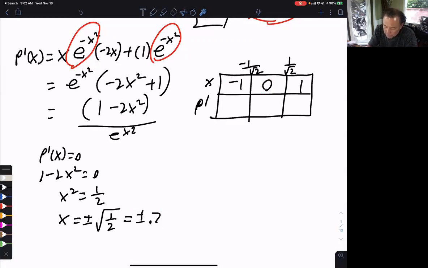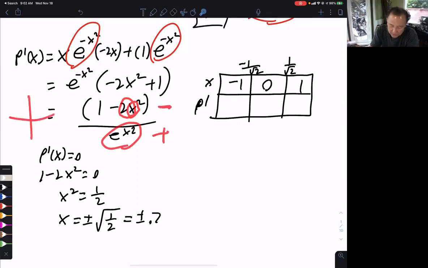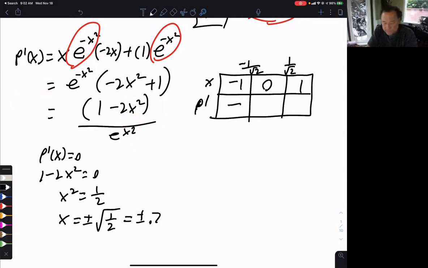So -1. -1 squared is 1. Times 2 is 2. 1 minus 2, the top's negative. And again, this is an exponential function. It's always positive, always. That graph, again, looks like that. It never goes below the x-axis, so it's always positive. So a negative and a positive make a negative. I know it's decreasing there.